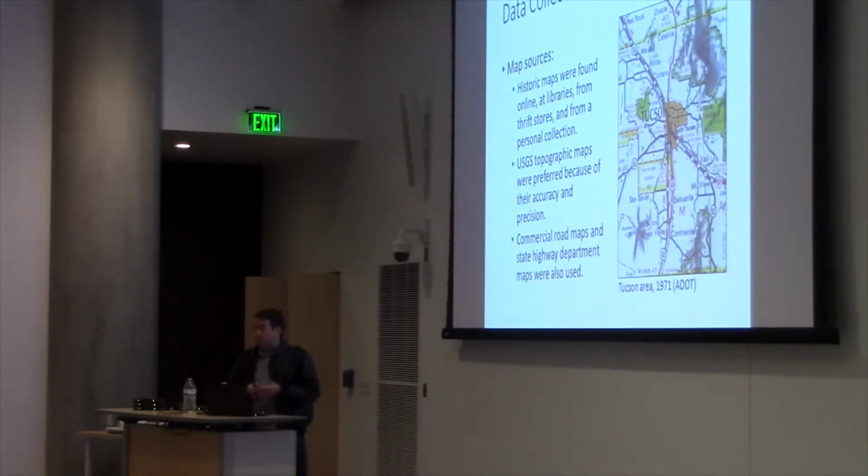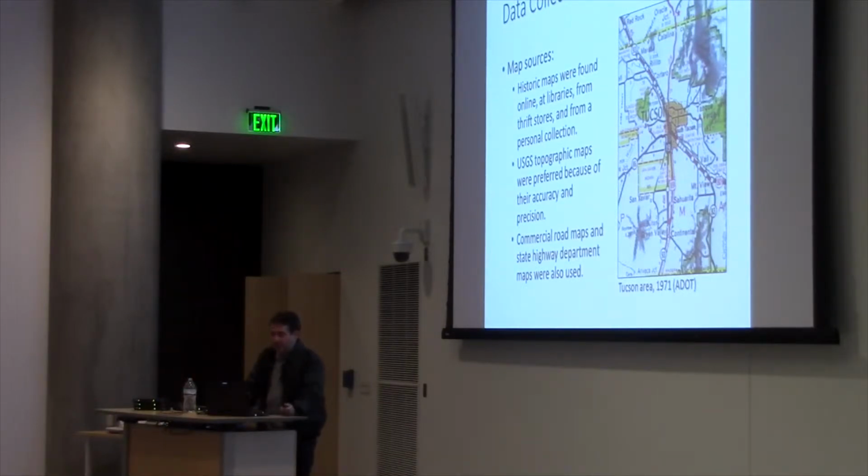So I found a lot of historic maps online, found them here at the U of A library and at the public library, the Arizona Historical Society. I bought some maps at thrift stores because I collect maps. And then there's some maps from a personal collection, which is my personal collection because I collect maps.